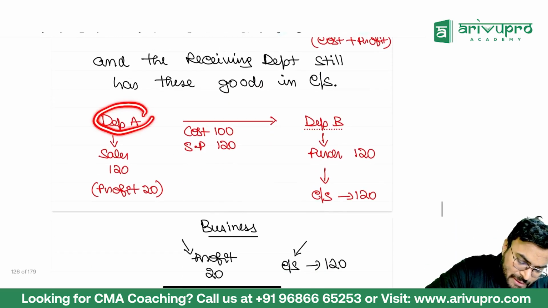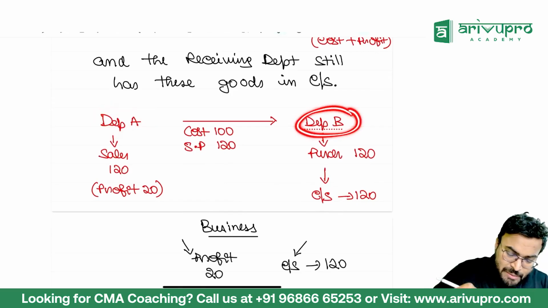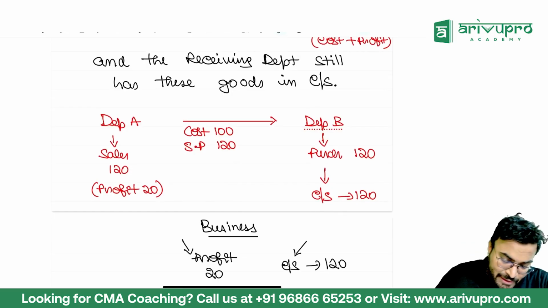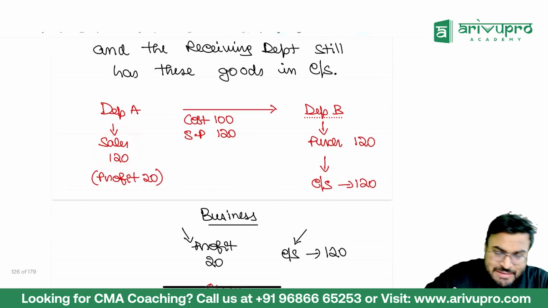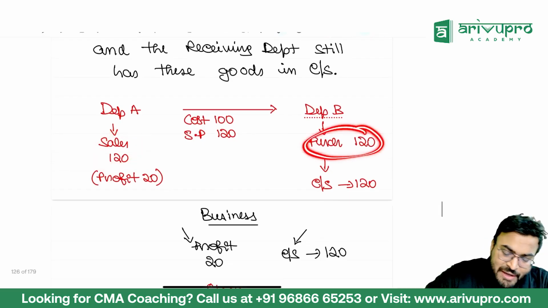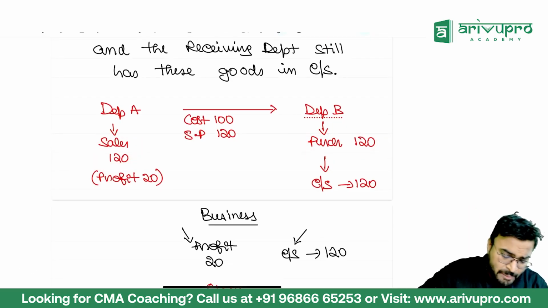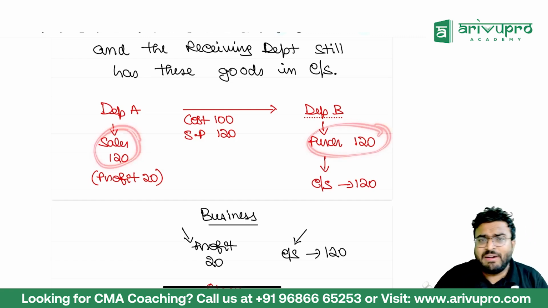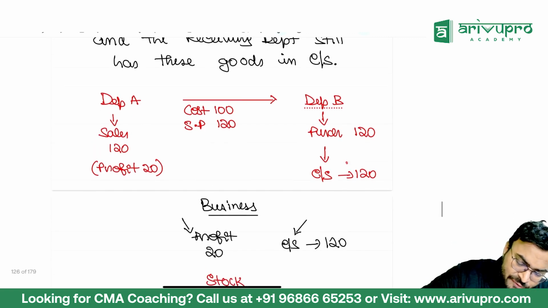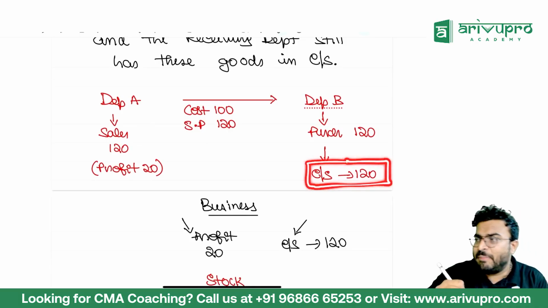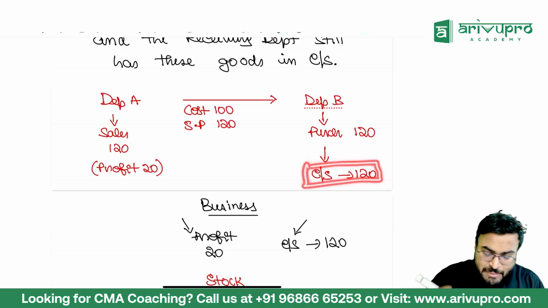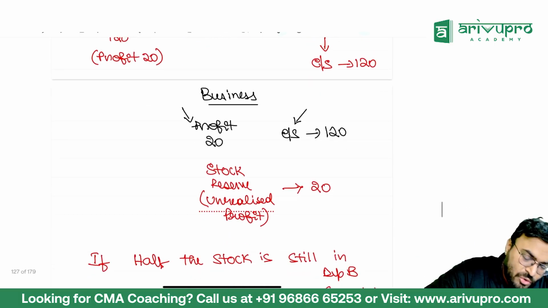For example, department A transfers to department B. Cost is 100, selling price is 120. Okay, so this will be taken as sales. Department A will take it as sales and department B will take it as purchases. Is this clear? Now, if they don't sell it further, it will still be in the closing stock of department B. Now what we can do?